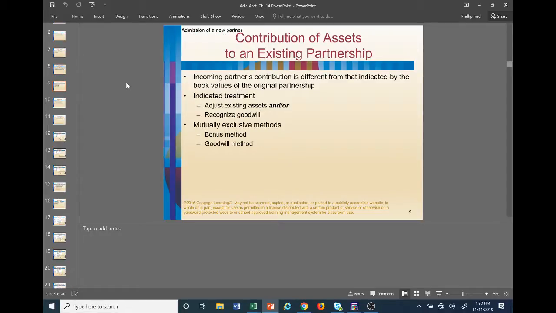When an incoming partner's contribution is different from that indicated by the book values of the original partnership, the admission of the partner typically is recorded by either the bonus method or the goodwill method. These two methods are mutually exclusive of each other, and both methods comprehend the possibility of adjusting the value of existing assets and the existence of goodwill. They do differ in how these conditions are recognized, however.